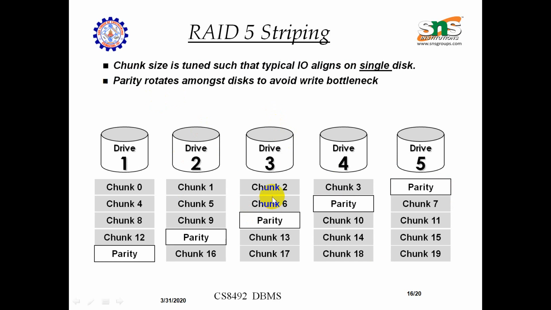Before, in RAID 3, the parity bit was stored separately on one disk, but now there is parity rotation amongst disks to avoid a write bottleneck, so that you can mingle across your disk drives. This is RAID 5 striping.